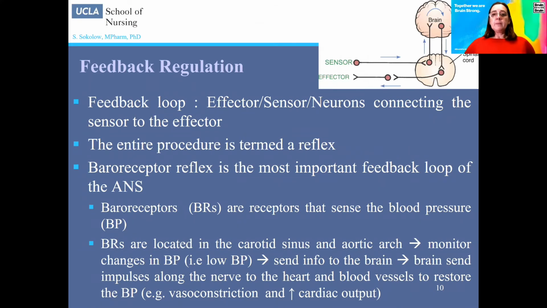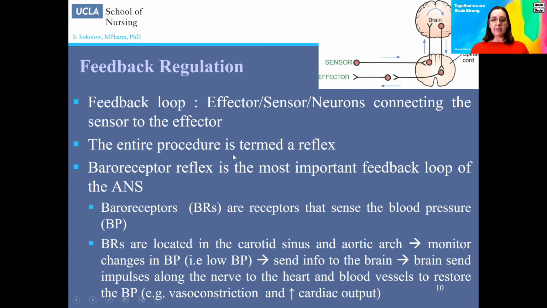Now, another concept that is important to know is the feedback regulation, and I'm sure you also know this from pathophysiology. What is a feedback regulation or a feedback loop? It's a sensor neuron and an effector that are connected, and it's a procedure that is termed a reflex. The most important feedback loop in the autonomic nervous system is the baroreceptor reflex. Here you see the sensor detects something, sends the signal to the brain, and then the brain processes the information and tells the effector cell what to do.